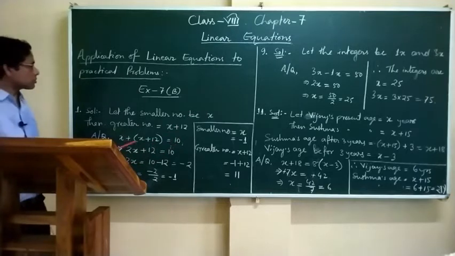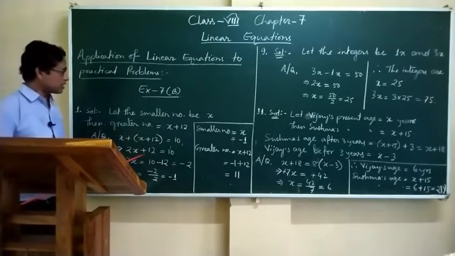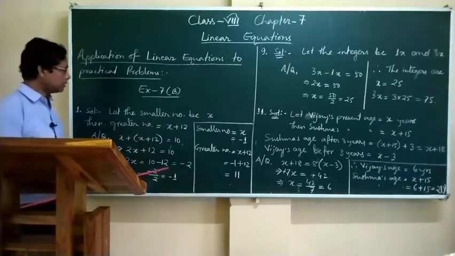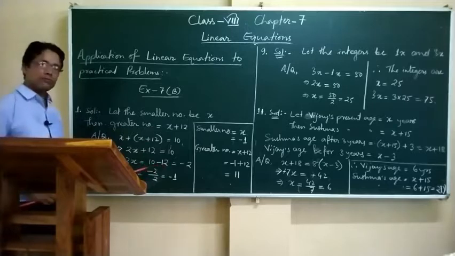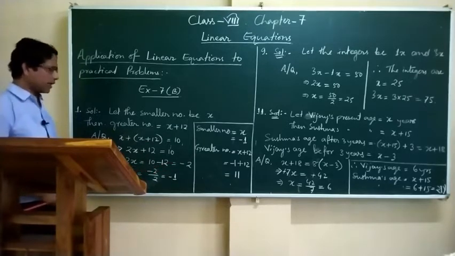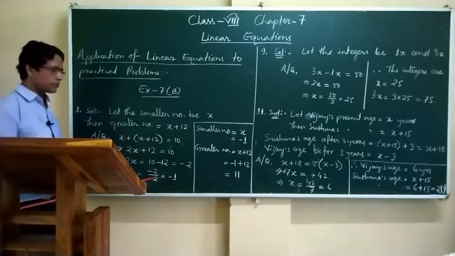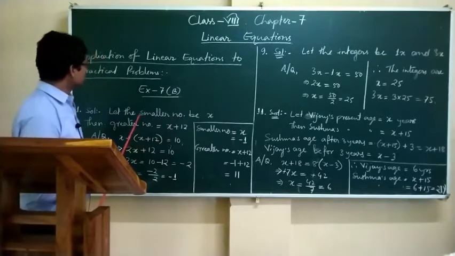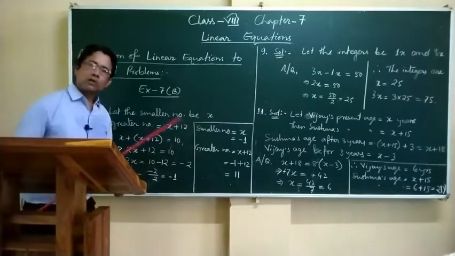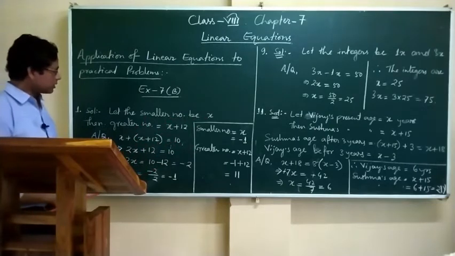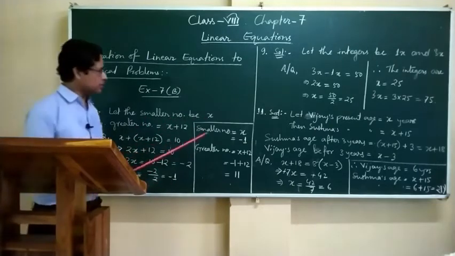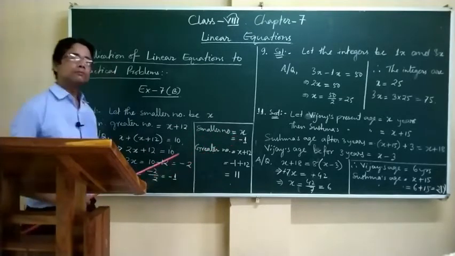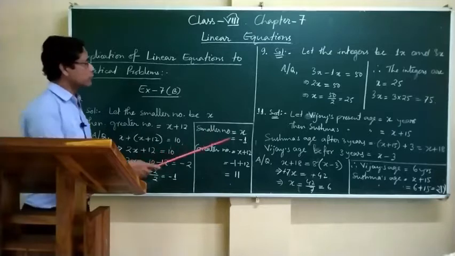So here, when we solve this equation, we get twice x plus 12 equal to 10. Then take this 12 to the other side, it will become 10 minus 12, which is minus 2. So x will become minus 2 divided by 2, which is minus 1. Now what did we take in the beginning? The smaller number be x. So what value did we get for x here? It is minus 1. It means the smaller number is minus 1.